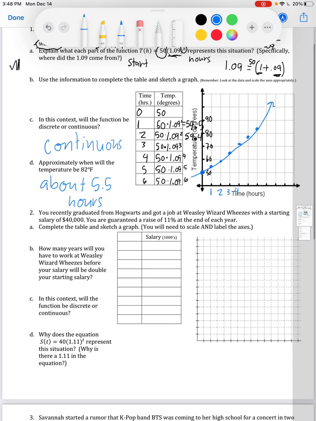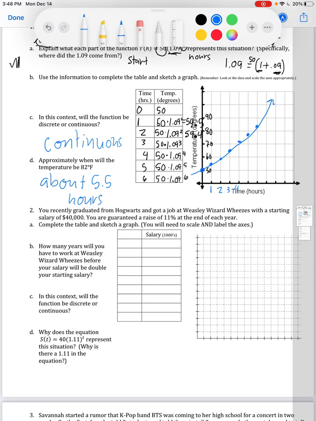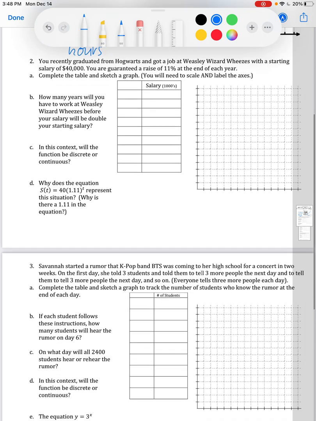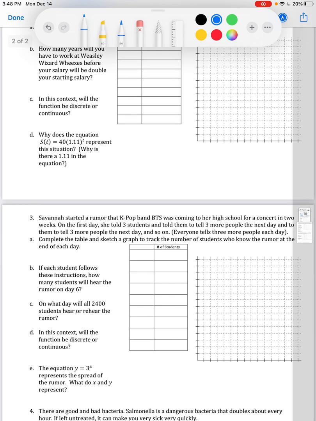Let's go ahead and look at number 3. Number 2 is very similar to number 1, but let's look at number 3. That one's a little different. So in this case, we have someone starting a rumor that BTS is coming to their school. On the first day, she tells 3 students. The next day, those 3 students tell 3 more students. So we have 9 students that know the secret.